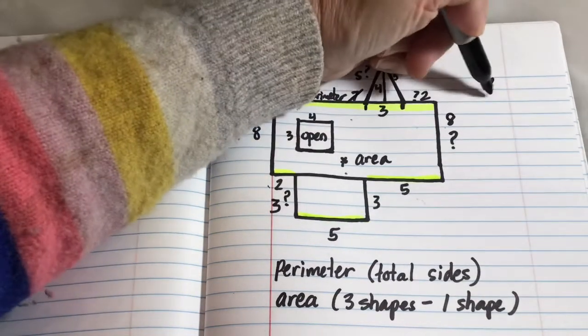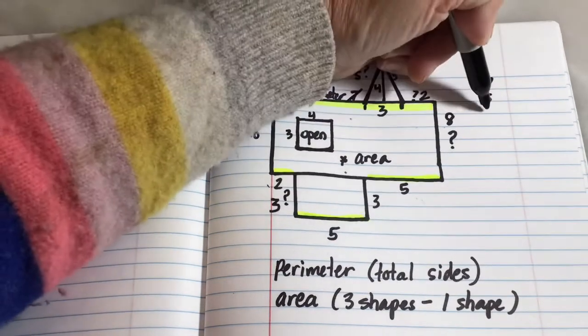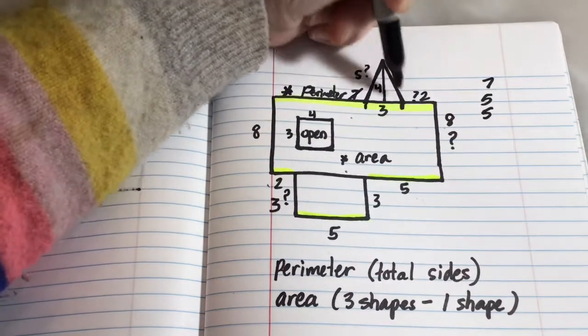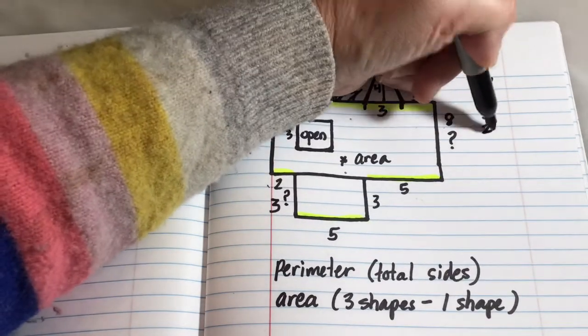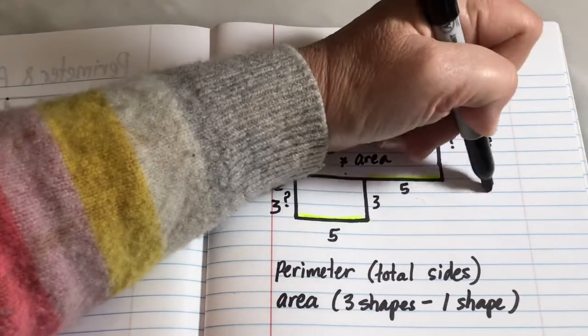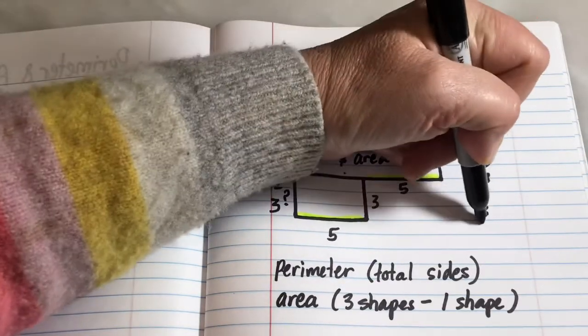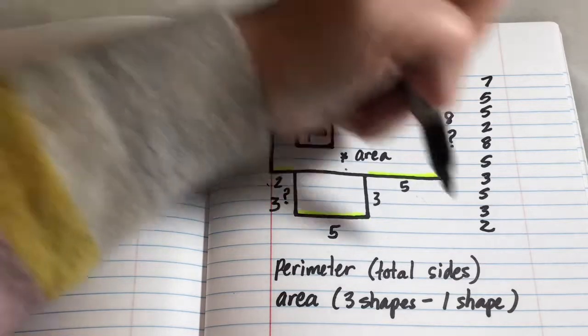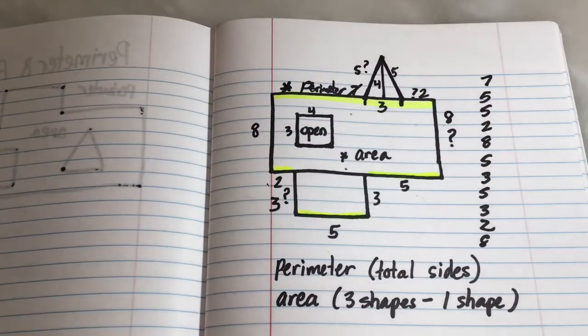We have a 5. We have another 5. And then we have a 2. We have an 8. We have a 5, a 3, a 5, a 3, a 2, and an 8. Ooh, that's a lot of numbers, right? Now, however you want to add that up, you can.